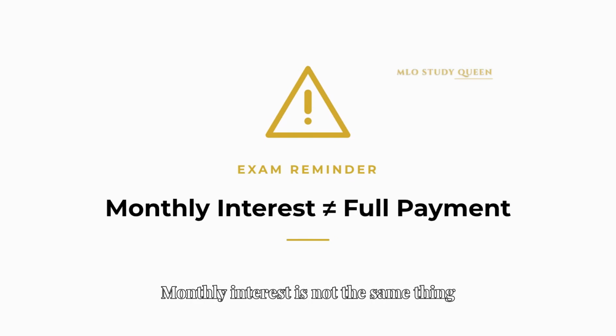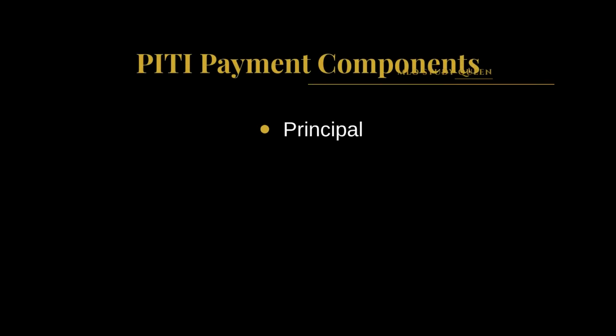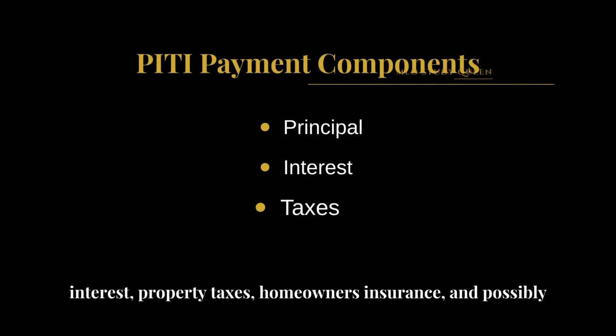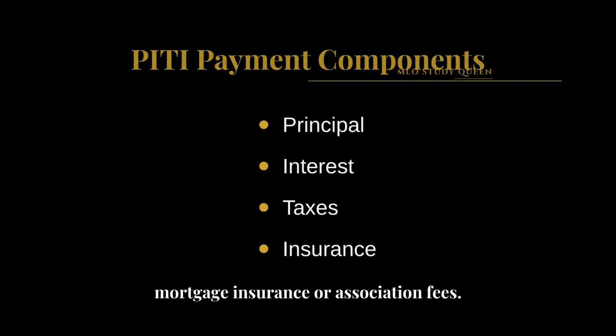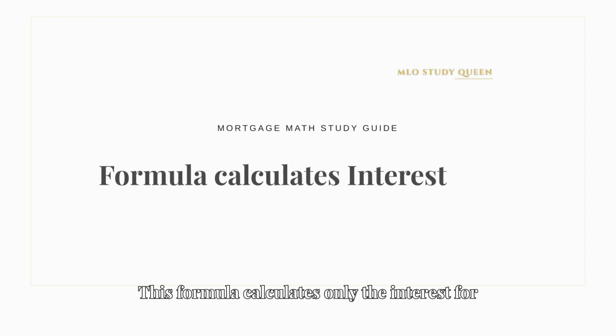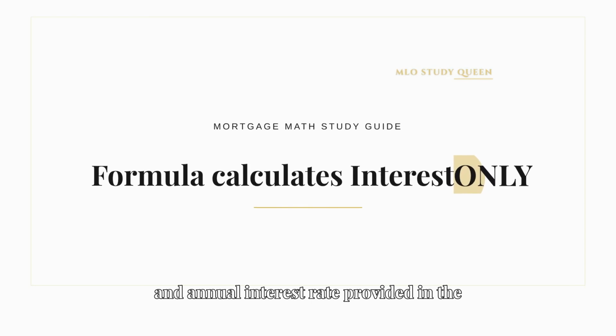Now, here is an important exam reminder. Monthly interest is not the same thing as the borrower's complete monthly mortgage payment. A full mortgage payment may include principal, interest, property taxes, homeowner's insurance, and possibly mortgage insurance or association fees. This formula calculates only the interest for 1 month based on the loan principal and annual interest rate provided in the question.